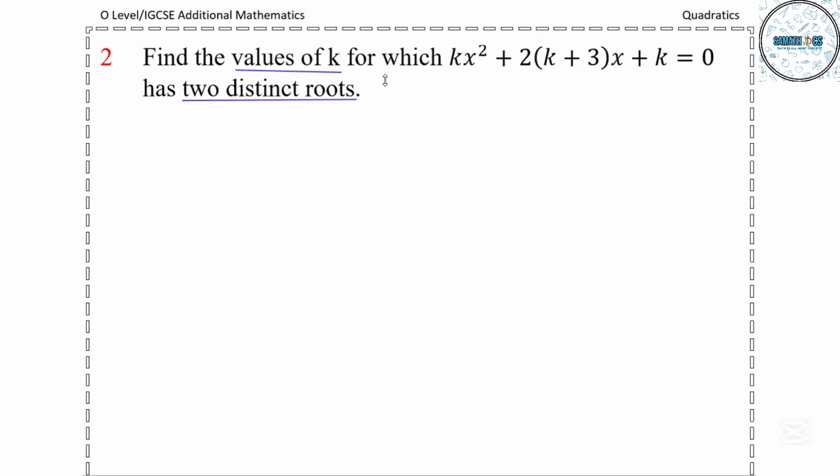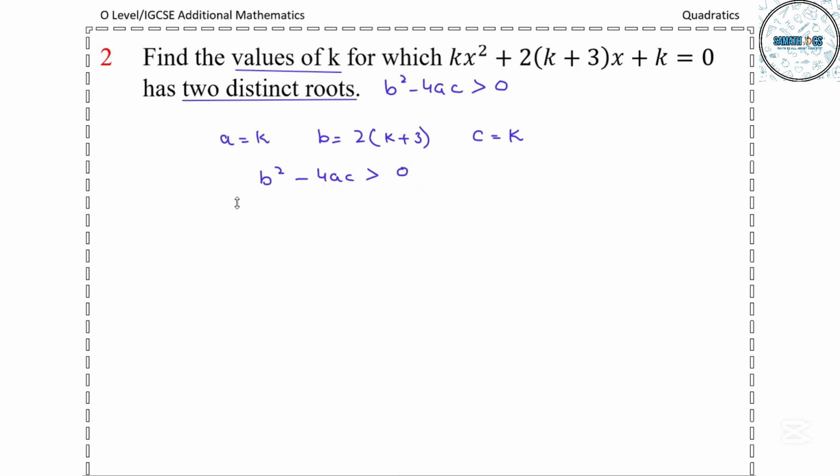If there are two distinct roots, then b squared minus 4ac is greater than 0. So first of all, we will write down the values of a, b, and c. a is equal to k, the coefficient of x squared. b is equal to 2 multiplied by (k plus 3), which is the coefficient of x. And c is equal to k, which is the constant term. Now we can substitute these values in b squared minus 4ac is greater than 0.